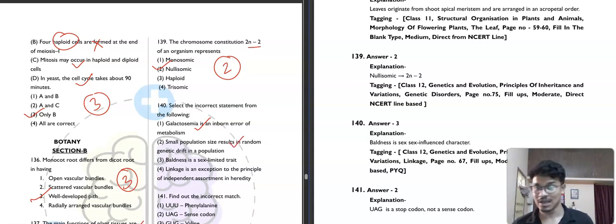No, baldness is a sex influenced character. Then linkage is an exception to the principle of independent assortment inherited. Also correct. You know that linkage is an exception and given by Morgan. Okay. So the third option will be the correct answer.